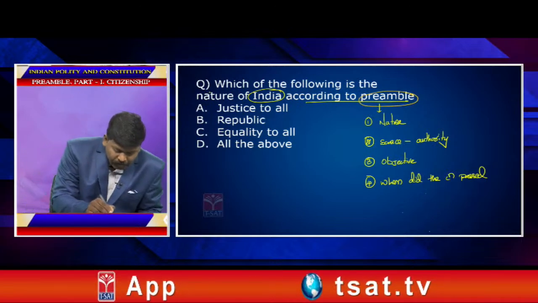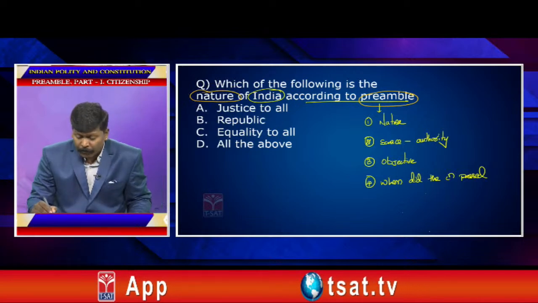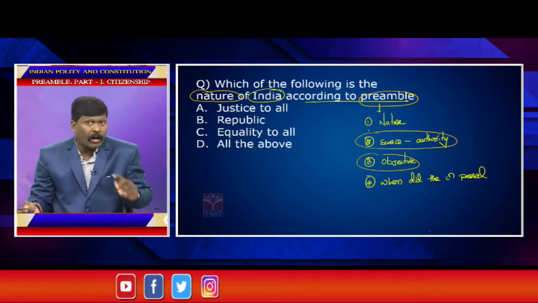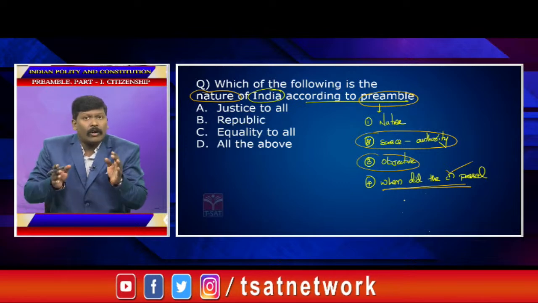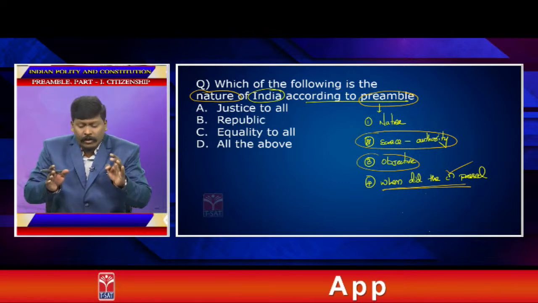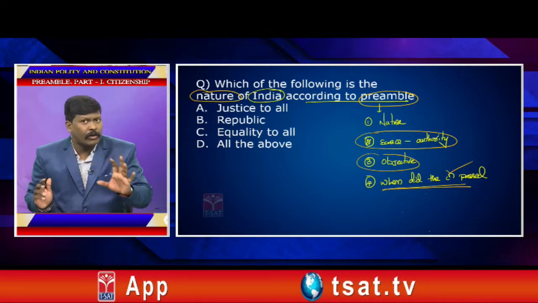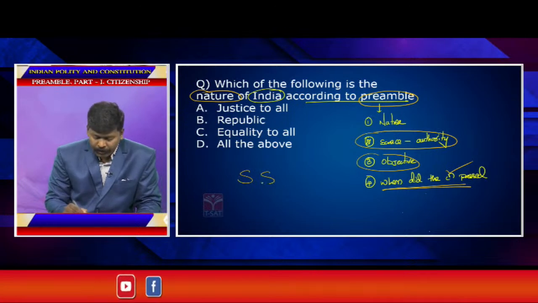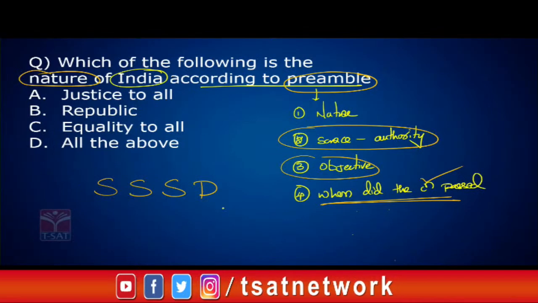Now, here I am specifically asking about nature. I am not talking about the objective, or the source, or about when the Constitution was passed. I am discussing what the nature is. The nature of the Constitution according to the Preamble is sovereign, socialist, secular, democratic and republic.